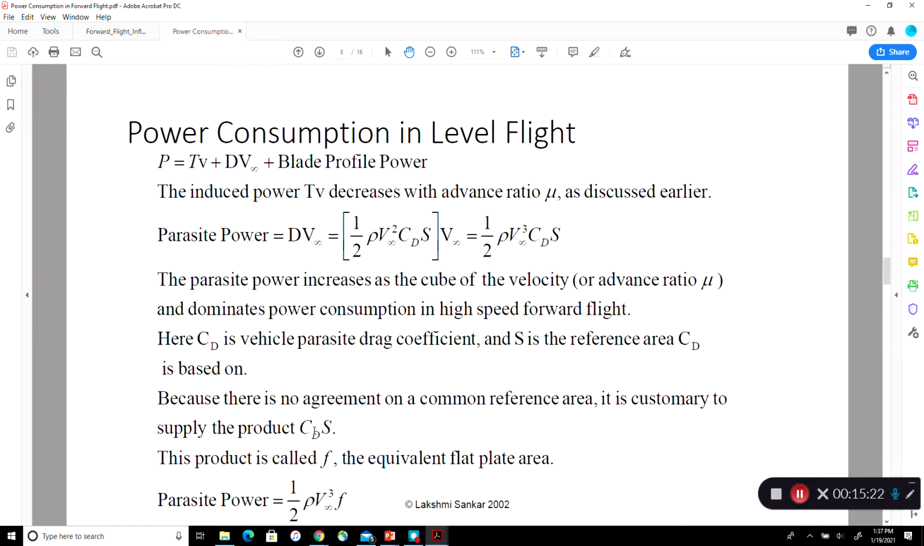CD is non-dimensional, S has units of dimension. So we don't know how to define S, so we define the whole thing from measurements. We measure the drag divided by 1/2 rho V squared. That would be F. Drag is 1/2 rho V squared times F. Measured drag divided by 1/2 rho V squared, that's F. That's called the equivalent flat plate area. So therefore the parasite power is 1/2 rho V cubed times F. This is the parasite power.